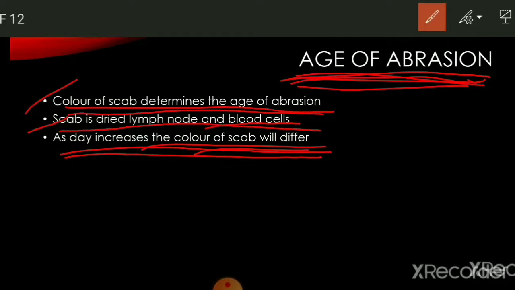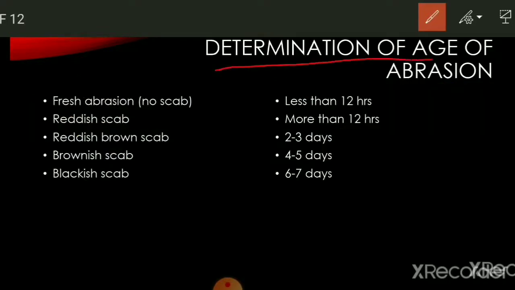Scab is dried lymph and blood cells, and as the days increase, the color of the scab will differ, and different colors will give an estimate about the age of abrasion. So, determination of age of abrasion: as we discussed, it will be determined by the color of the scab.